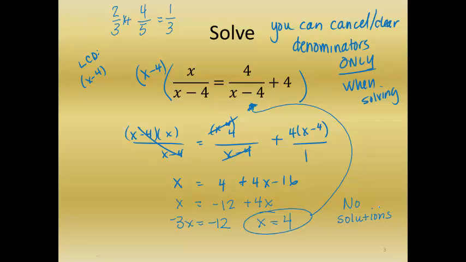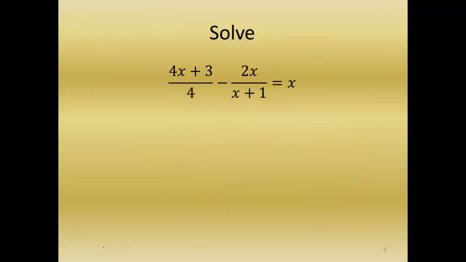No solutions. Let's go ahead and take a look at the next one. Alright, so this next one, my least common denominator must represent the 4 and the x plus 1. So I'm going to multiply each of these pieces by a 4 and an x plus 1.